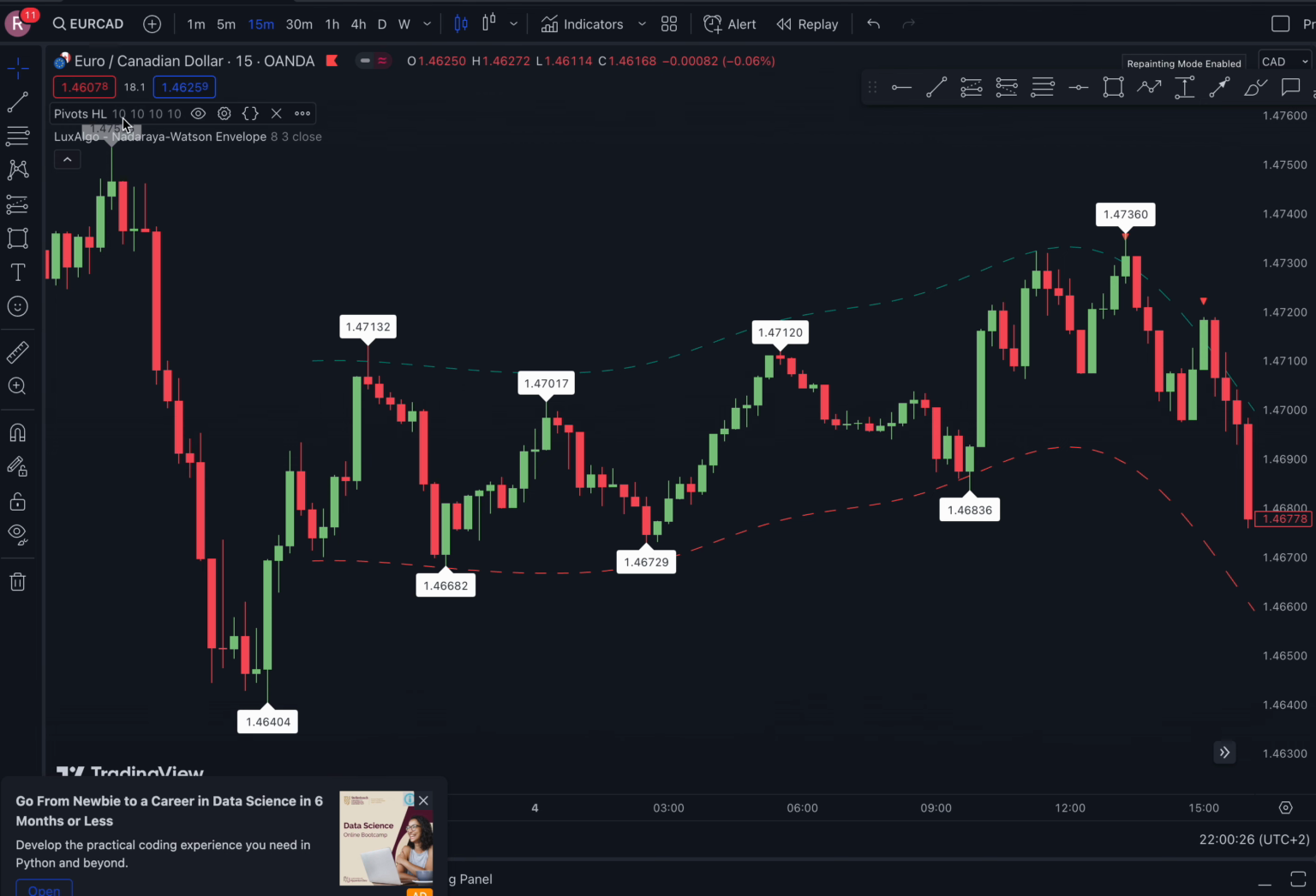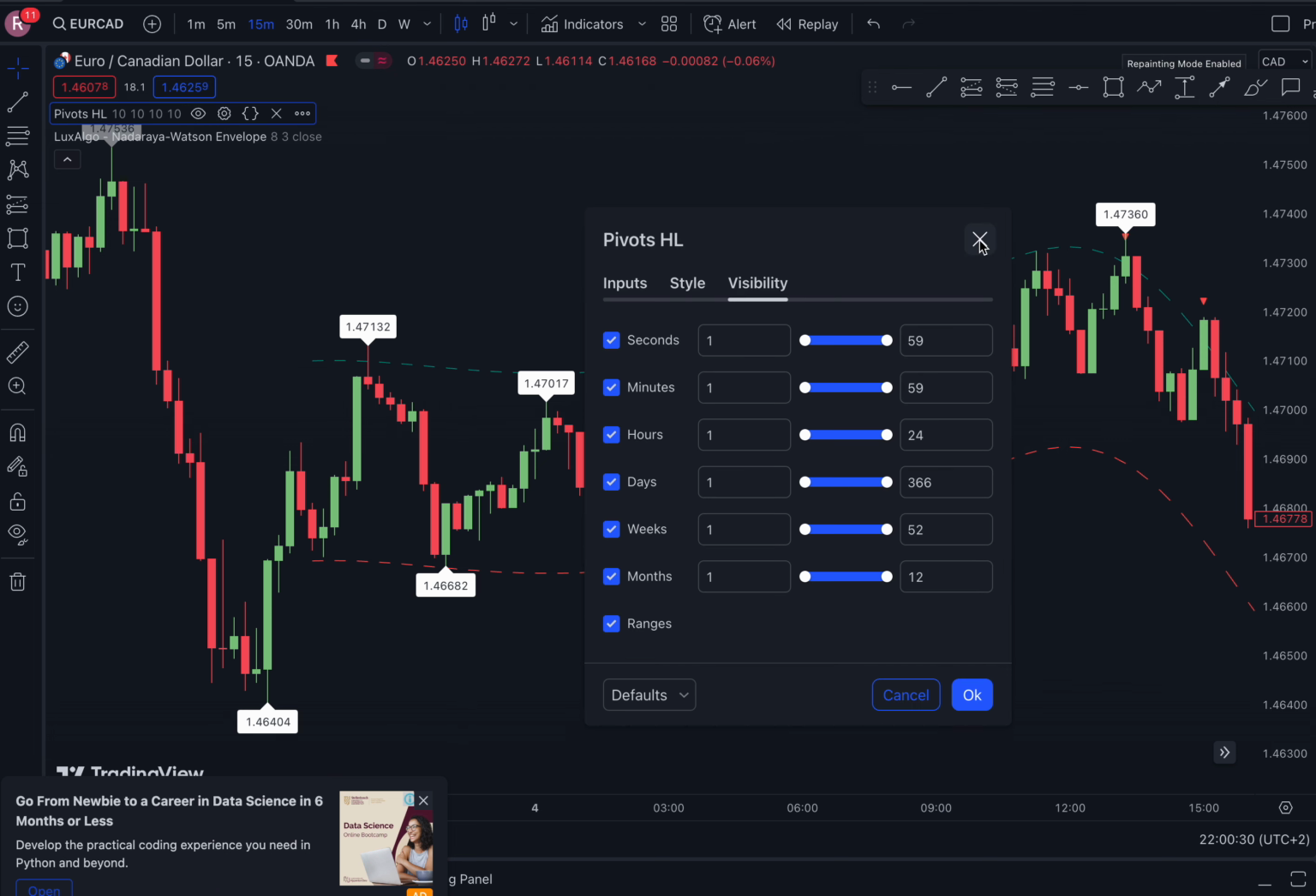Now, these are my indicators right here. You can just add them to your charts. Settings, those are my settings for my pivot and my Lux Algo settings.